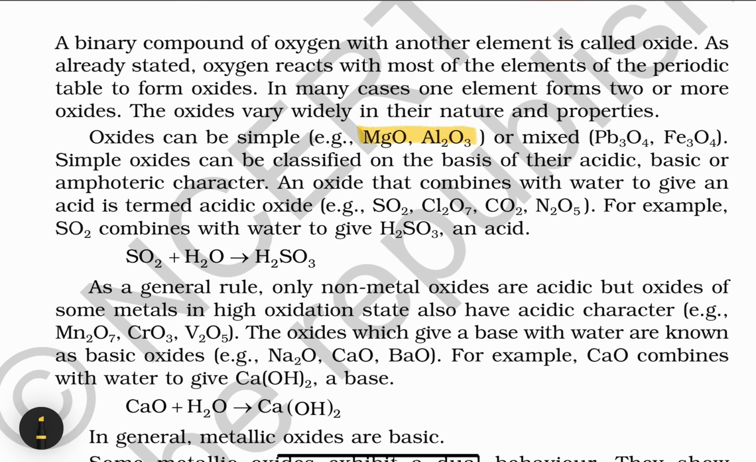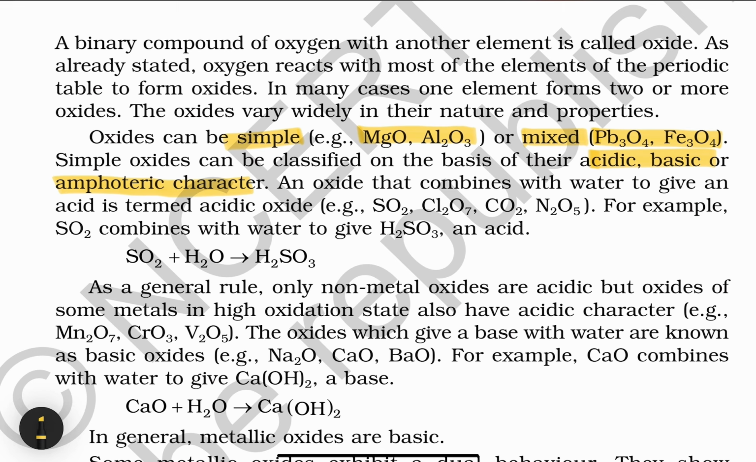MgO, Al2O3 are simple. Pb3O4, Fe3O4 are mixed. Pb3O4 means it is a combination of PbO and PbO2. Fe3O4 also same, Fe2O3 and FeO combination. Acidic, basic and amphoteric character.